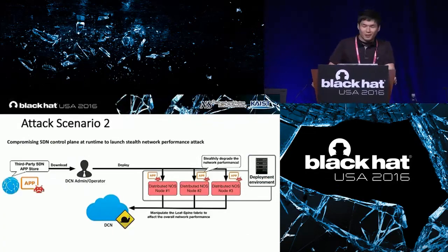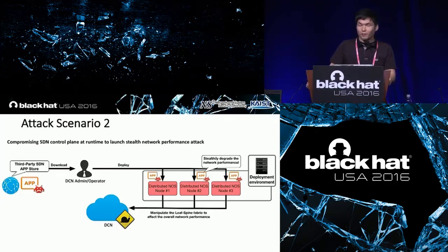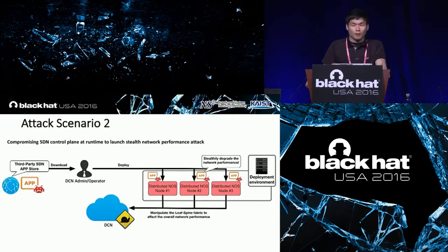Okay, thanks, Chang-un. I am Seung-Soo, and I will take over from here. This is another attack scenario that demonstrates the threat of malicious SDN applications. In this case, we assume that the network operator has been fooled by a social engineering attack and downloaded a malicious SDN application. Once the application is installed to the SDN controller cluster, it stealthily degrades the overall network performance by abusing a weakness of a particular switch firmware. So let's take a look at the video clip.